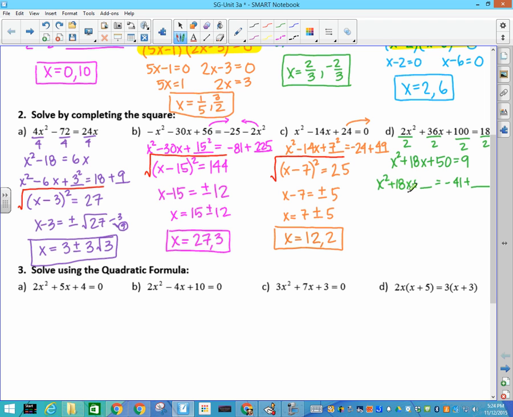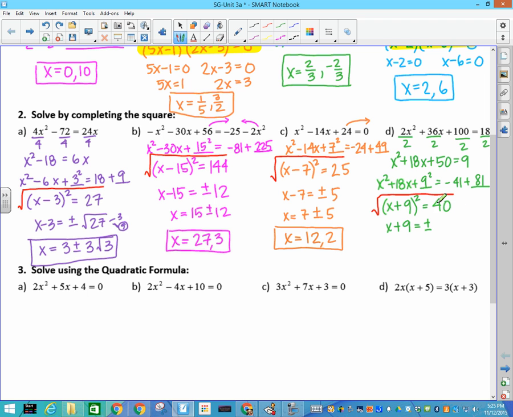So by taking half of my linear term, my b, which is 9, I square it, and then I square it on the other side too. To factor, x without the 2, 9 without the 2, sign of the second term, squared equals negative 41 plus 81, which is 40. And now I'm going to take the square root of both sides, and that gives me x plus 9 equals plus or minus the square root of 40.